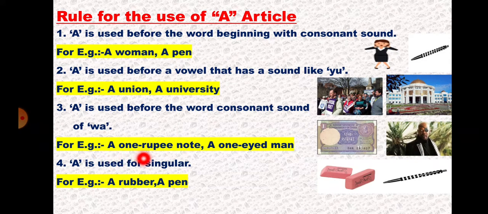Fourth, a is used for singular. So when we are talking about a singular thing like rubber, pen, for that also we are using article a. A rubber, a pen.